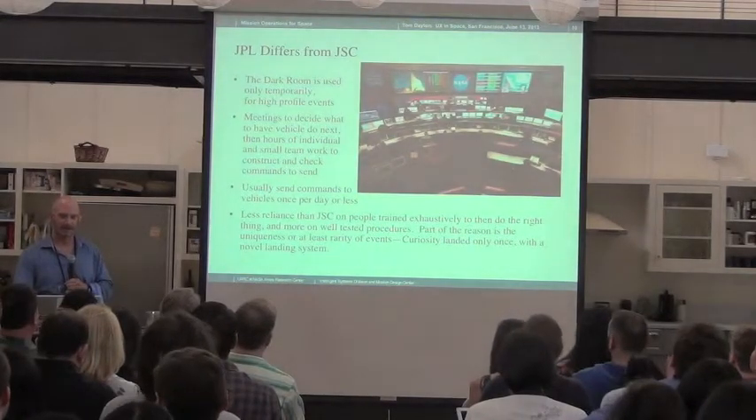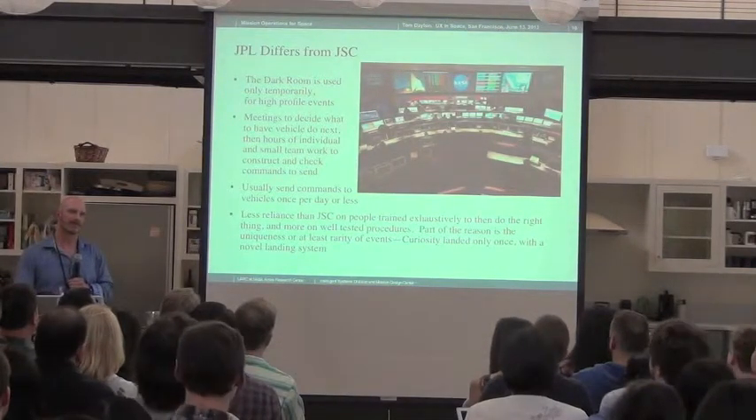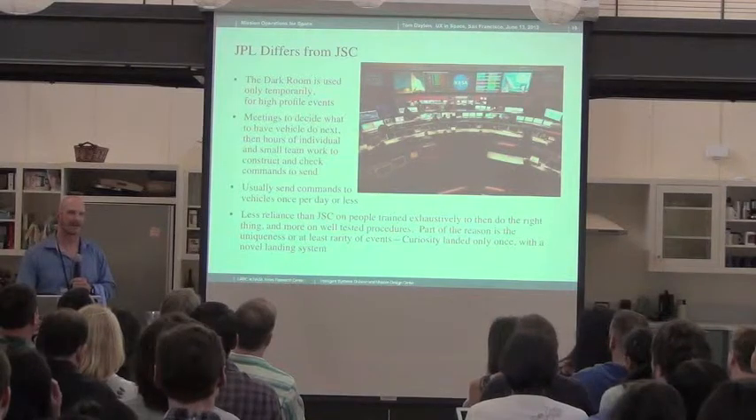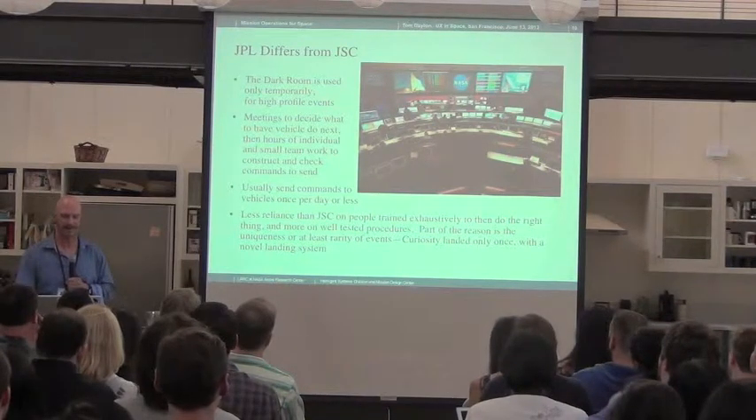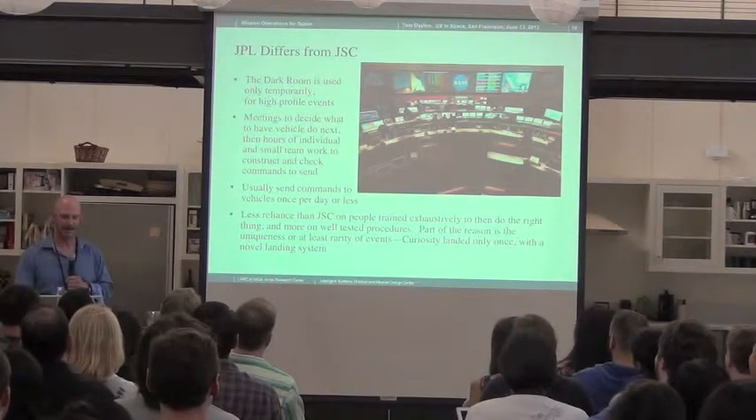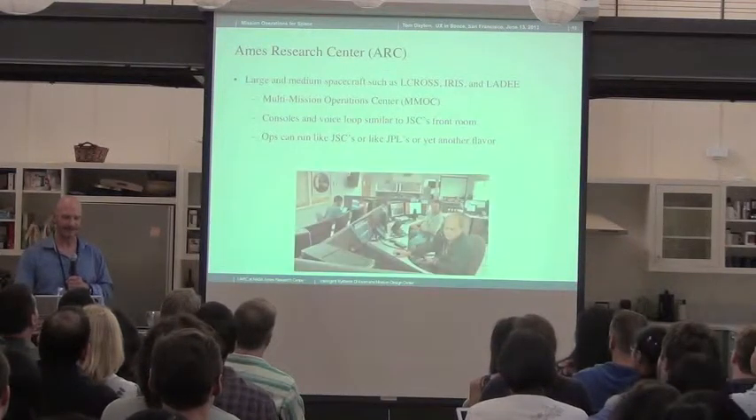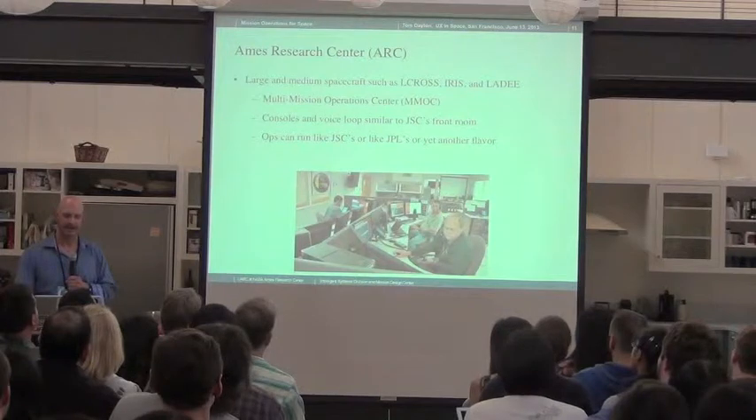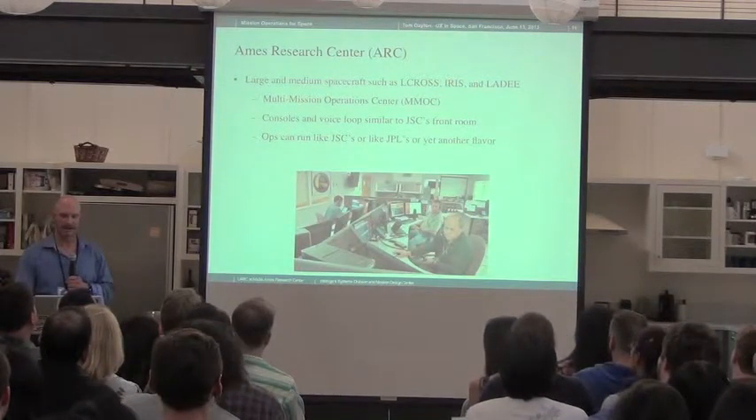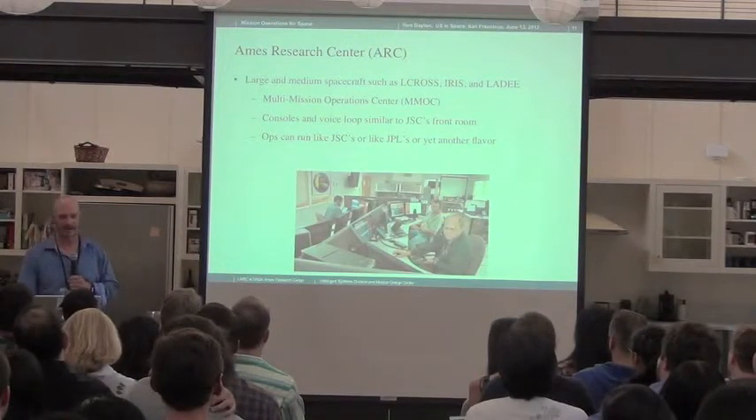Okay, there's JPL's darkroom you see on TV when they do missions. They only use that for things that are high press events. The rest of the time, they're much more boring ones. Ames Research Center also has a mission operations center. It's much smaller, but it can be used to run like JSC stuff, like JPL stuff.